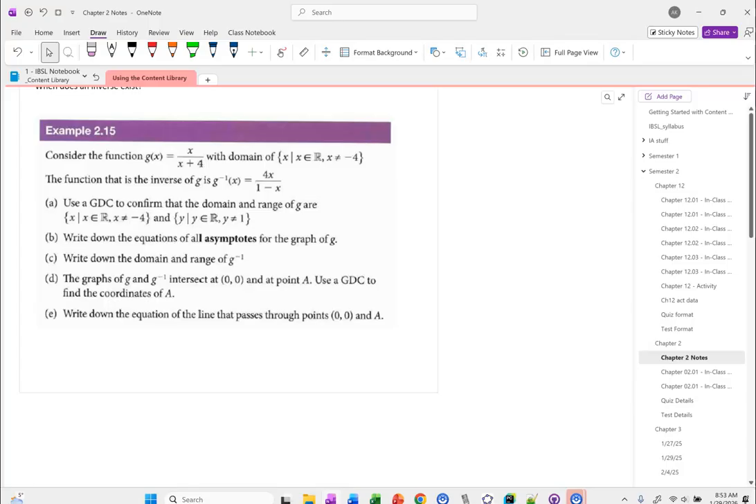So the domain for g is this and this, right? Again, this is not a simple rational function because I have an x in the numerator, right? What's the rule for our horizontal asymptotes or vertical asymptotes? What do we have to look at? The degree of the numerator and the degree of the denominator.